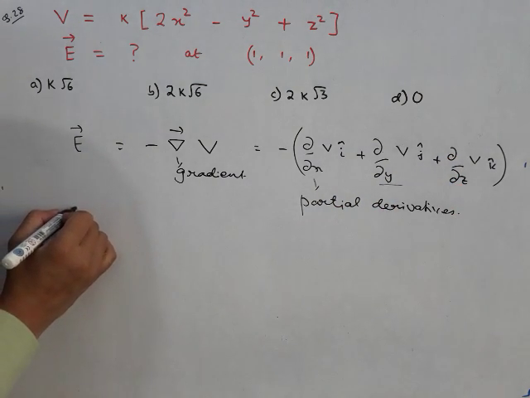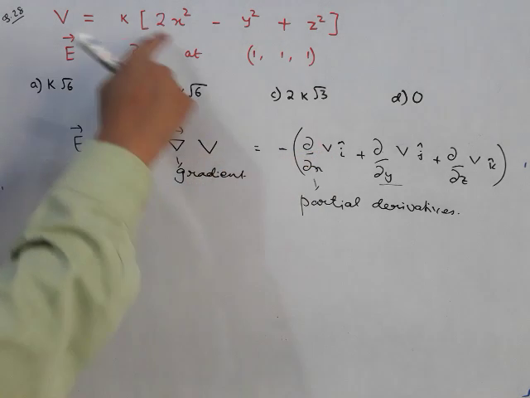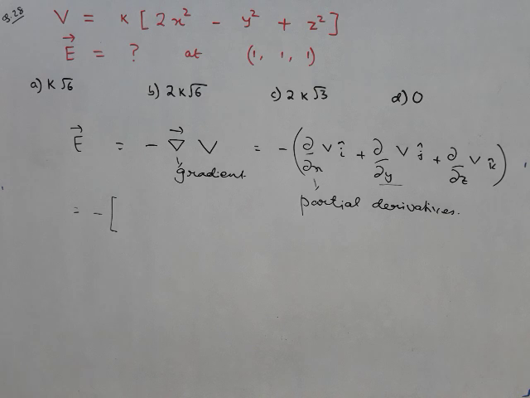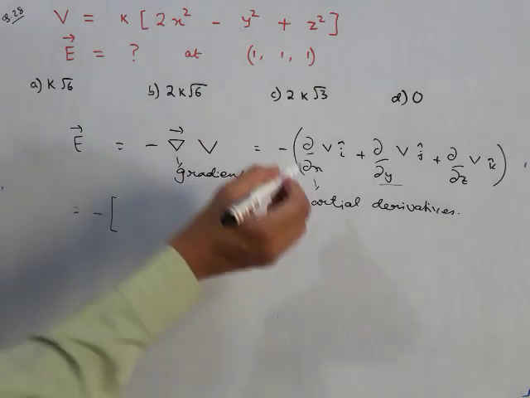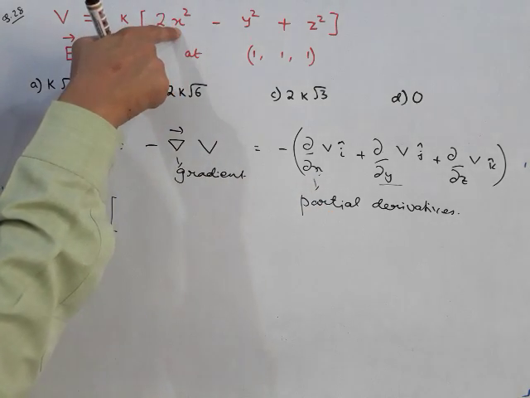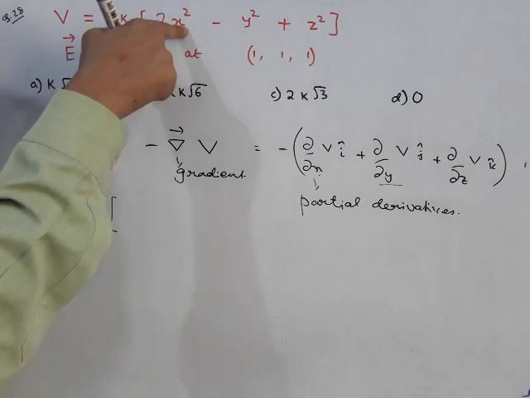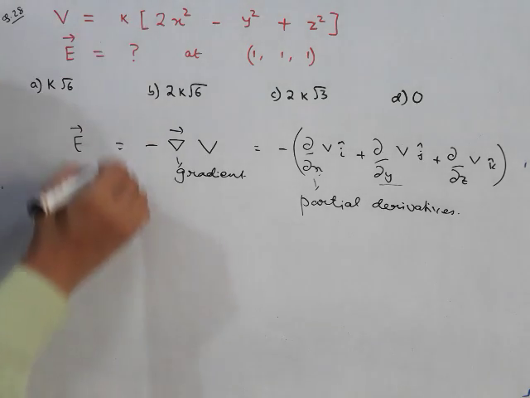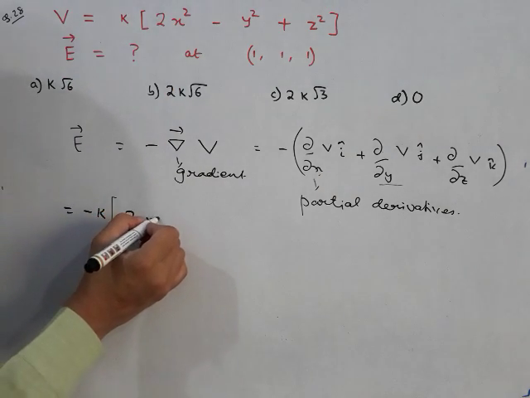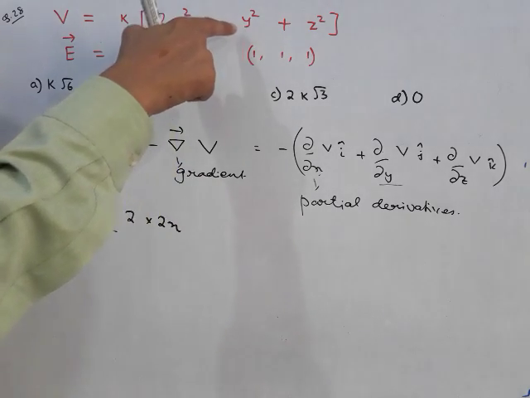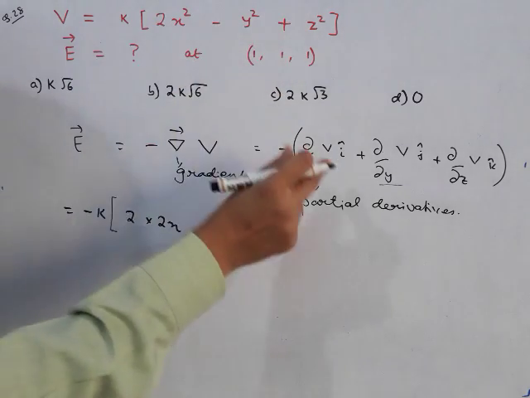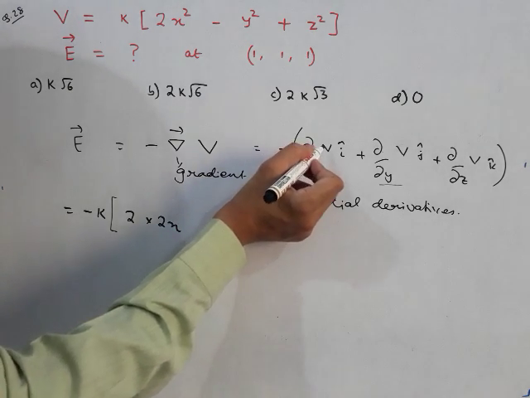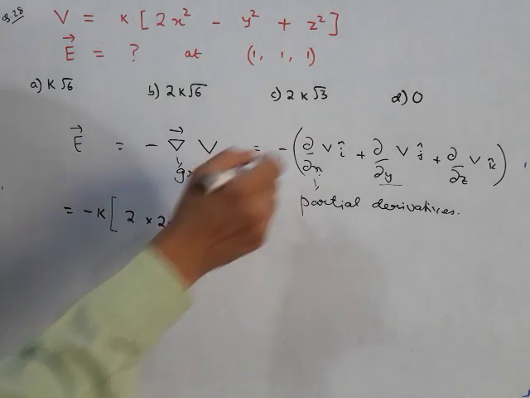So this becomes minus, now you see, put the value of V. See the first term. What will be the first term? Del by del x of V. That means you have to differentiate only with respect to x. What is derivative of x square? It is 2x. K is constant, so I can take it out of the bracket. So this is 2 and x square derivative will become 2x. What will be derivative of y square? 0. Z square 0. Because I have told while calculating del by del x of V, we have to take y and z as constants. And then we are left with i cap.